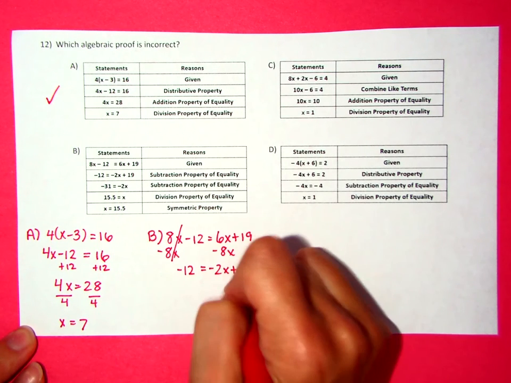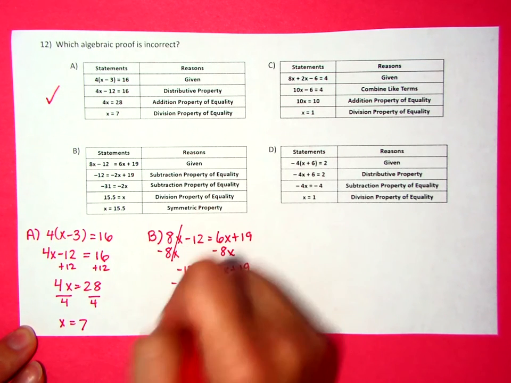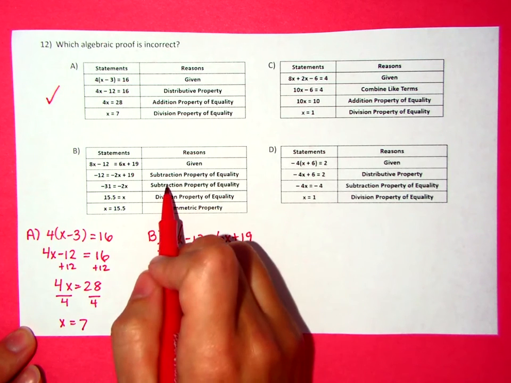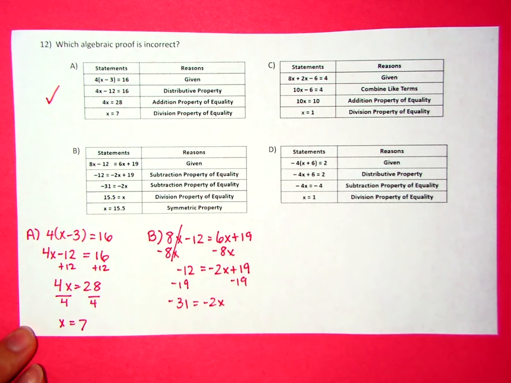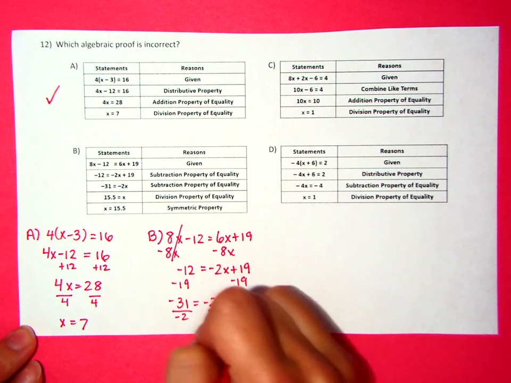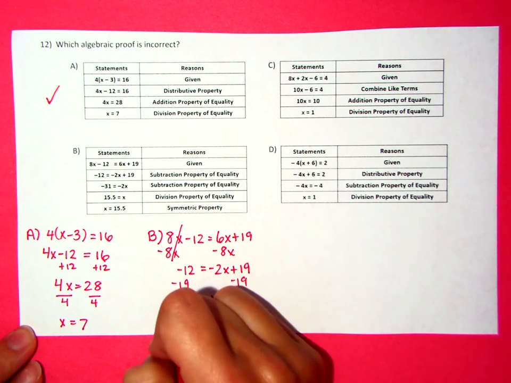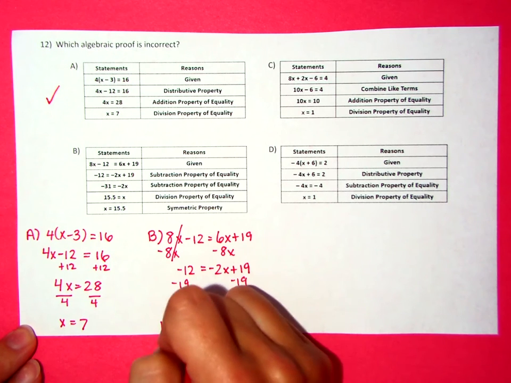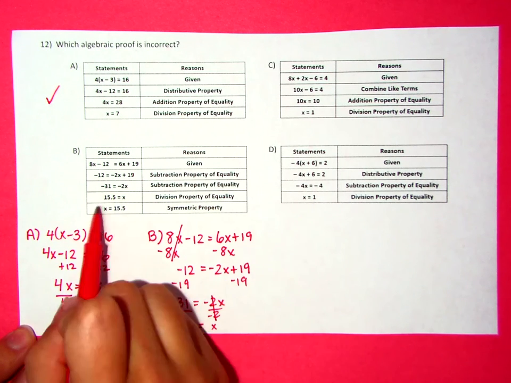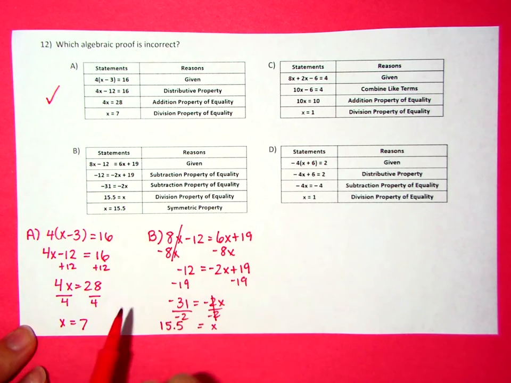The next thing I would do is subtract 19 from both sides to give me negative 31 equals negative 2x. Again, they use the subtraction property, and theirs matches mine. The next thing I would do is divide both sides by negative 2. Those would cancel, and then I'd have x equals, it would actually give me 15.5. And so I did divide, and it matches. And then notice they just flipped the answer at the end, which is the symmetric property.